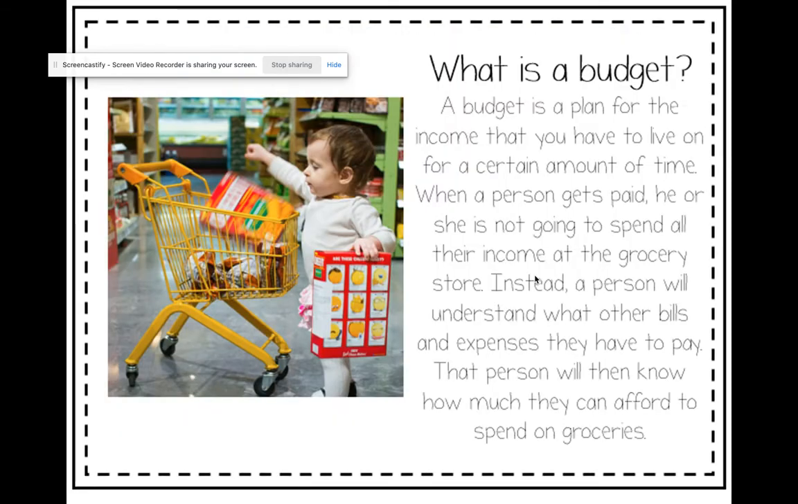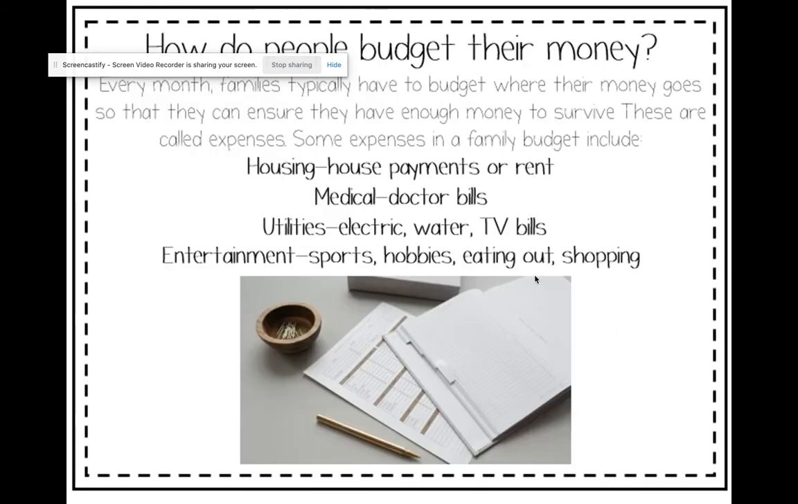What is a budget? A budget is a plan for the income that you have to live on for a certain amount of time. When a person gets paid, he or she is not going to spend all their income at the grocery store. Instead, a person will understand what other bills and expenses they have to pay. That person will then know how much they can afford to spend on groceries. So, most of the time when people get paid, they split up their money and decide, okay, I have to pay this much in bills and I'll spend this much on groceries and we'll have this much extra money.